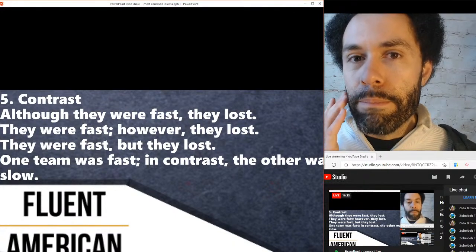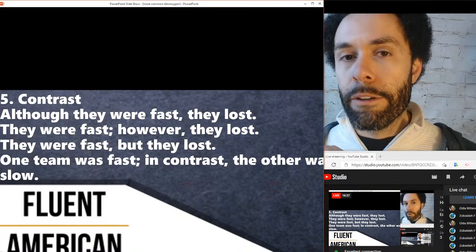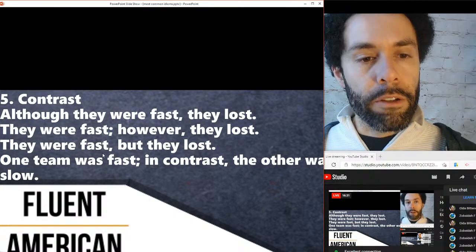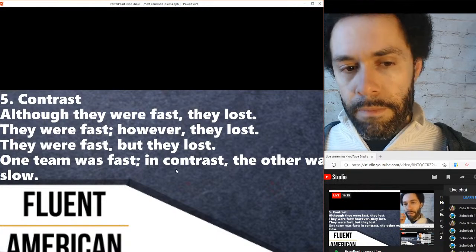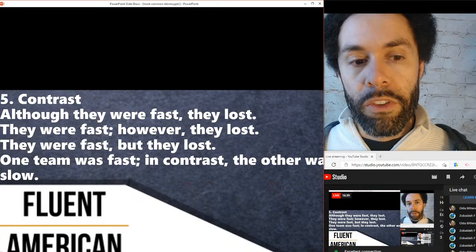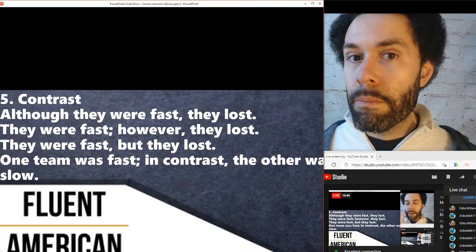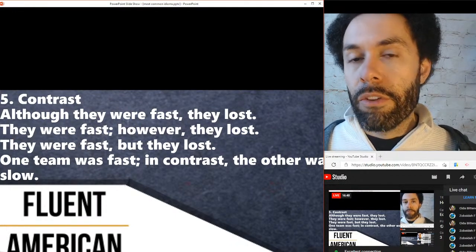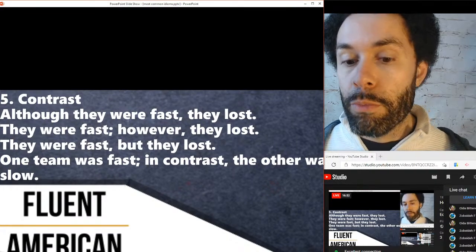Raising that mid back of your tongue, closing your mouth a little bit more. And again, it's like but. They were fast, but they lost. Notice that with the but too, again, it's just a comma, not a semicolon. Another phrase too, you could also use, for instance, in contrast. One team was fast. In contrast, the other was slow. Again, those are just some options you have to show the differences between two objects, or two points.